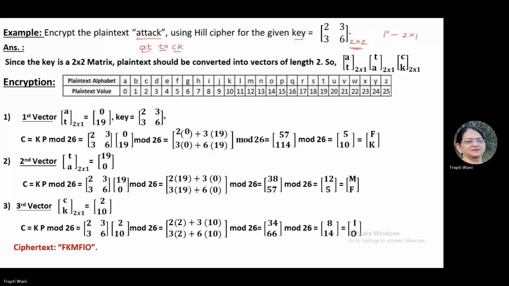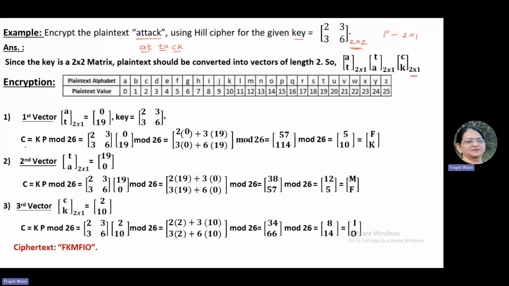So two alphabets make one block. Write down this as AT, TA and CK as 2 by 1 column vectors. Now take the first vector AT, which is converted into numbers by using this conversion method. A is denoted as 0 and T is denoted as 19. And the key is 2, 3, 3, 6.